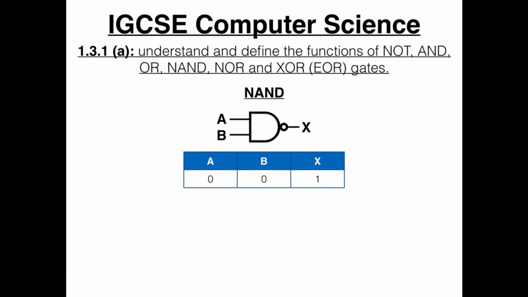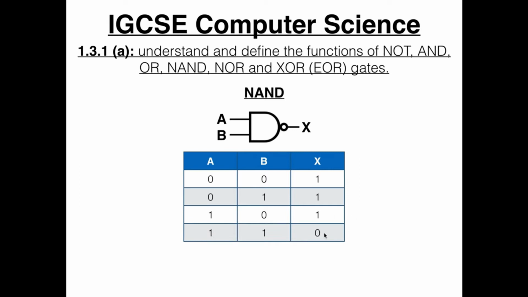It's alright. So here we have a 1, here we have a 1, here we have a 1, and here we have a 0. Now what do you notice about the outputs here from this truth table? Well, if you go back to where we looked at the AND gate in this video, you'll notice that the outputs are the exact opposite.